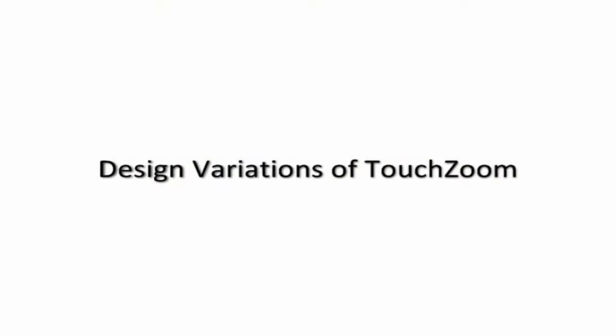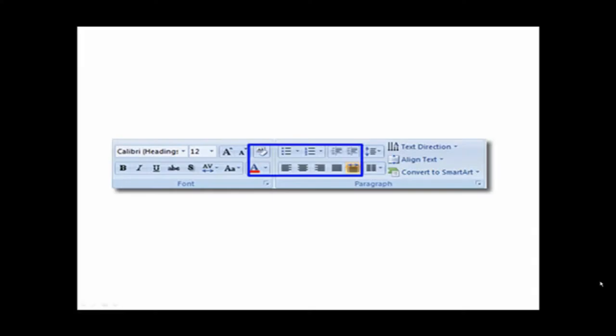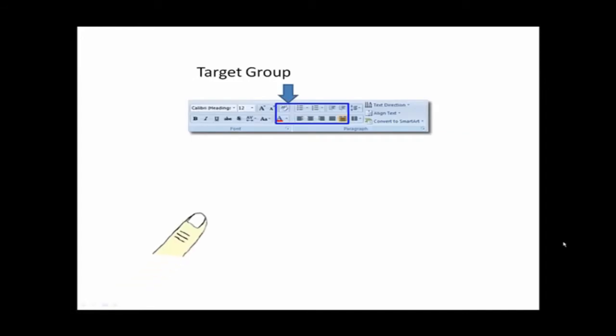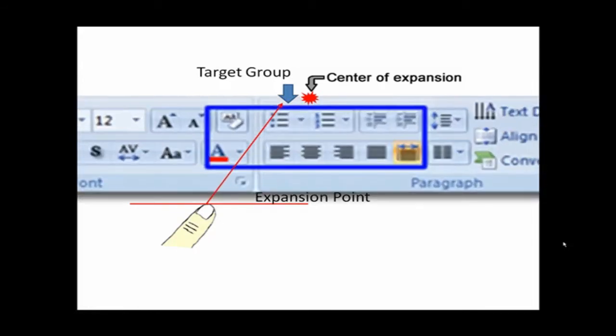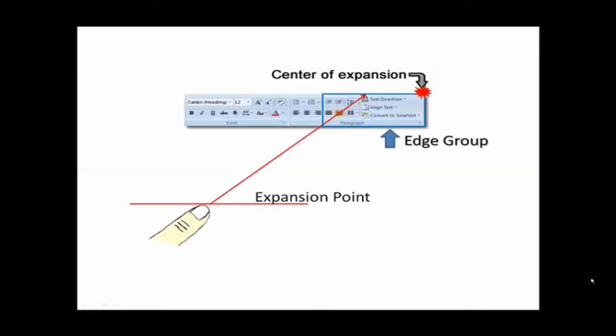To reduce the chance of off-screen targets resulting from TouchZoom, we looked at two design variations. The first used target groups. Each target is placed within a group, and when aiming at a target, the center of expansion is set to the center of the group. For edge groups, the center of expansion is the screen edge.